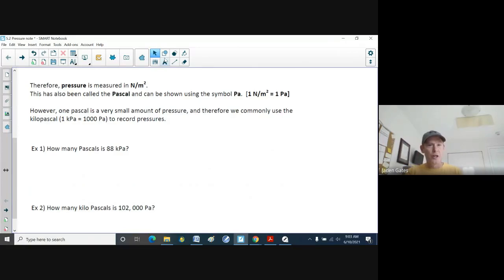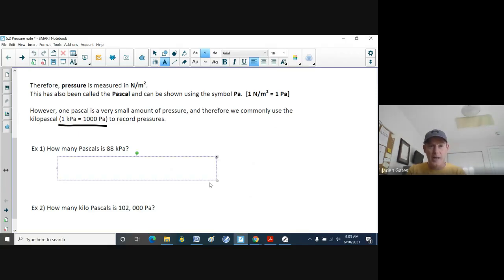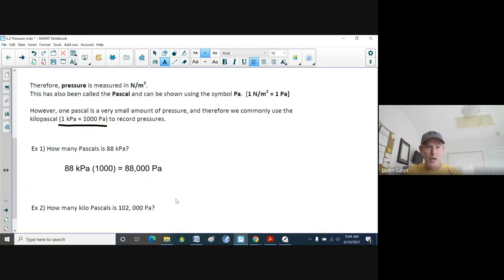So for instance, here are little conversions. If we want to convert, how many pascals is 88 kilopascals? Well, again, 1 kilopascal is 1,000 pascals, and so I would just take my 88 kilopascals, kPa, and multiply it by 1,000, because there are 1,000 pascals in 1 kilopascal, and so we would have 88,000 pascals, Pa.